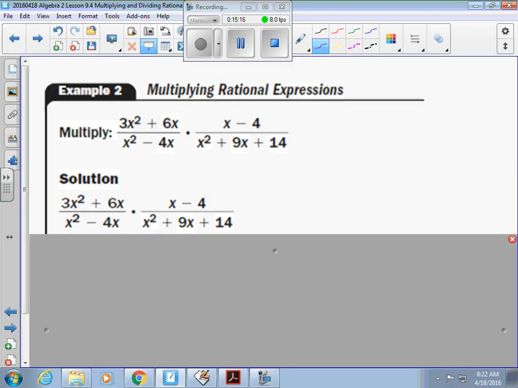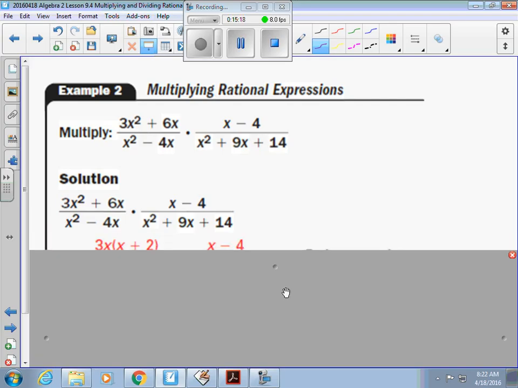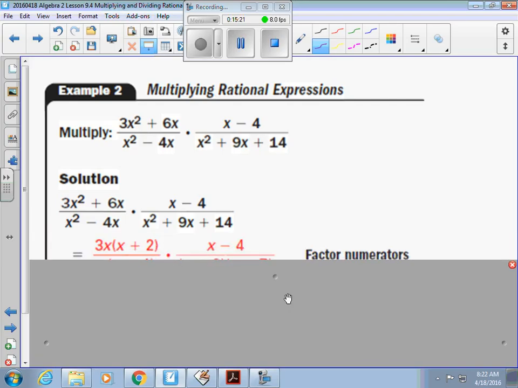So you can multiply straight across in order to factor, or you can try to factor first. Notice if we just factor 3x squared plus 6x, the thing that they have in common is 3x. So if you take 3x out, then you ask yourself, what do I multiply 3x by to get 3x squared? The answer is x. So it's 3x times x. And what do I have to multiply 3x by to get 6x? I have to multiply it by positive 2. So remember, it's like the distributive property backwards. The other side of the numerator says x minus 4.